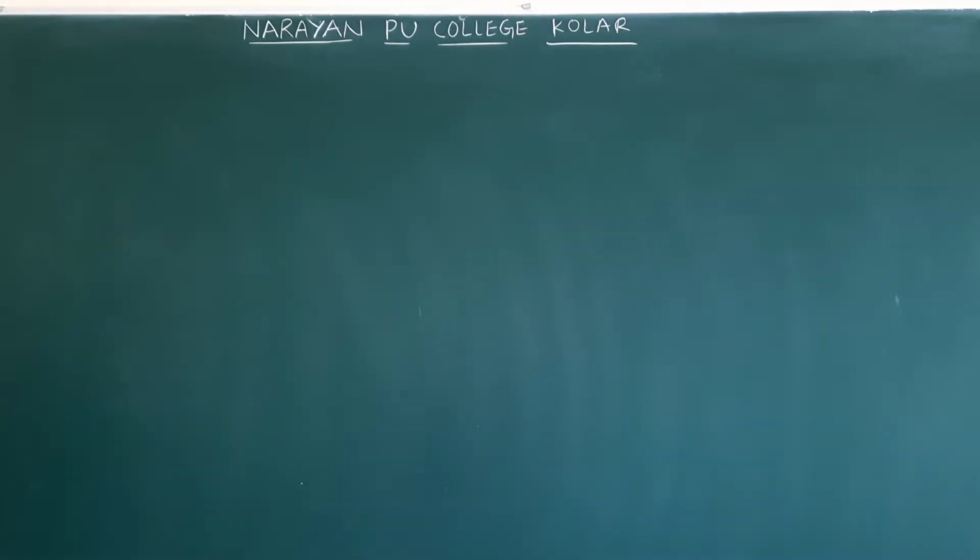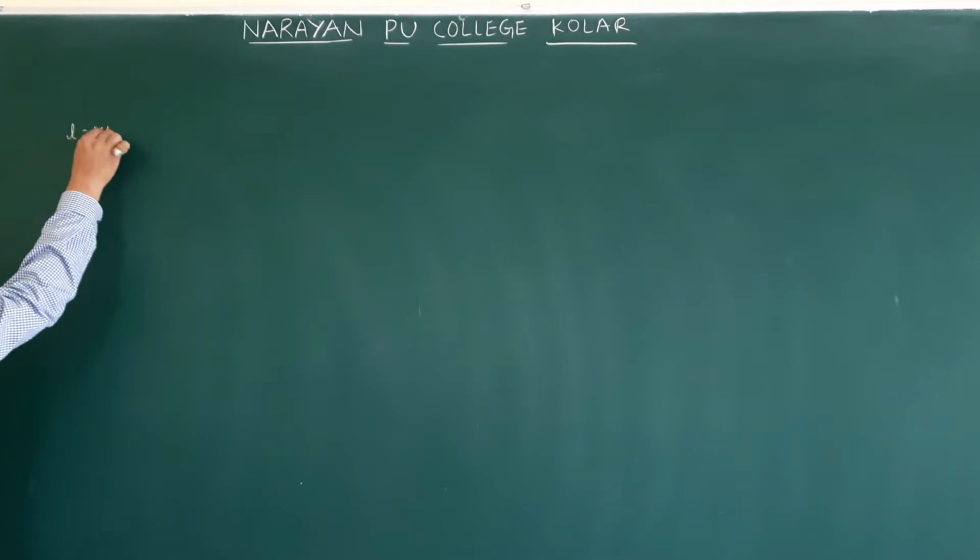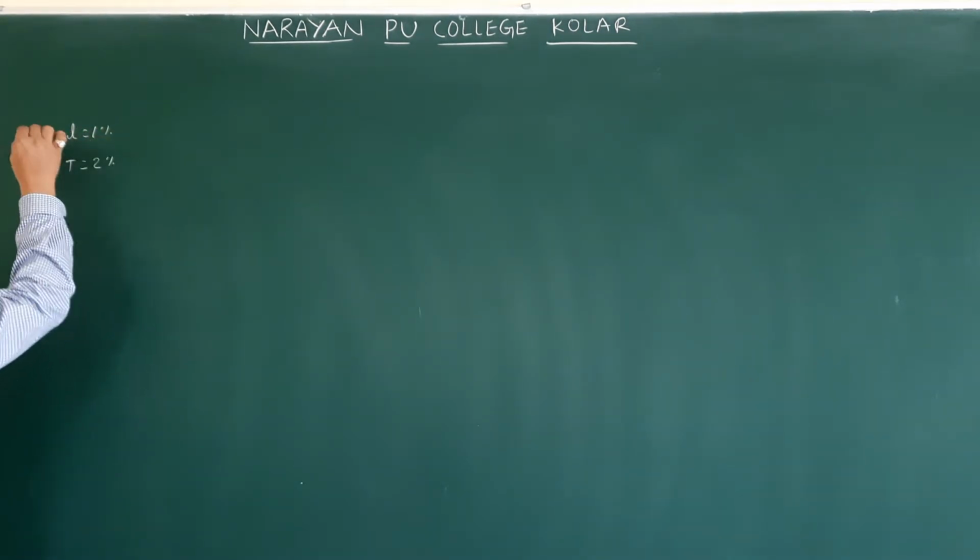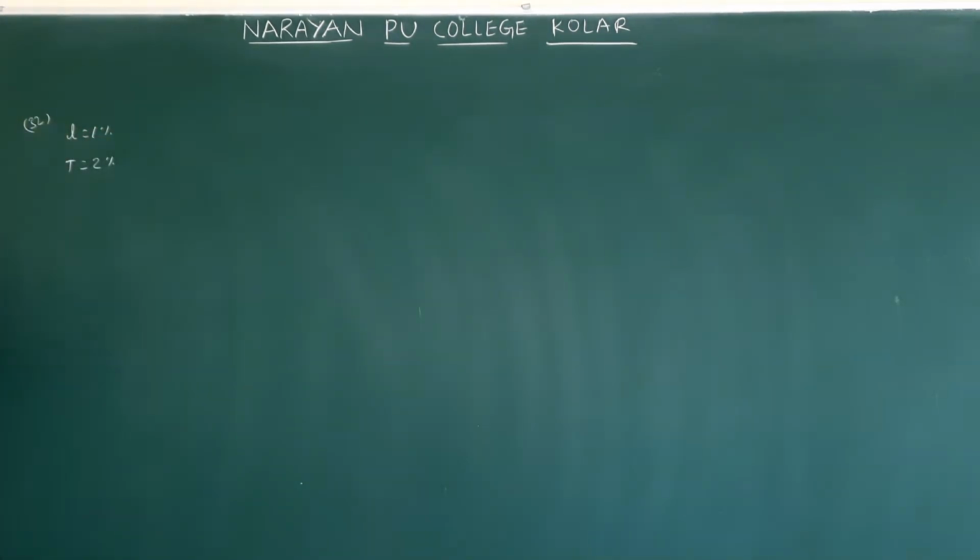So next is question number 32. Same model. The percentage errors in the measurement of length and time: length 1%, time 2%. Then the maximum error in the measurement of acceleration due to gravity g.